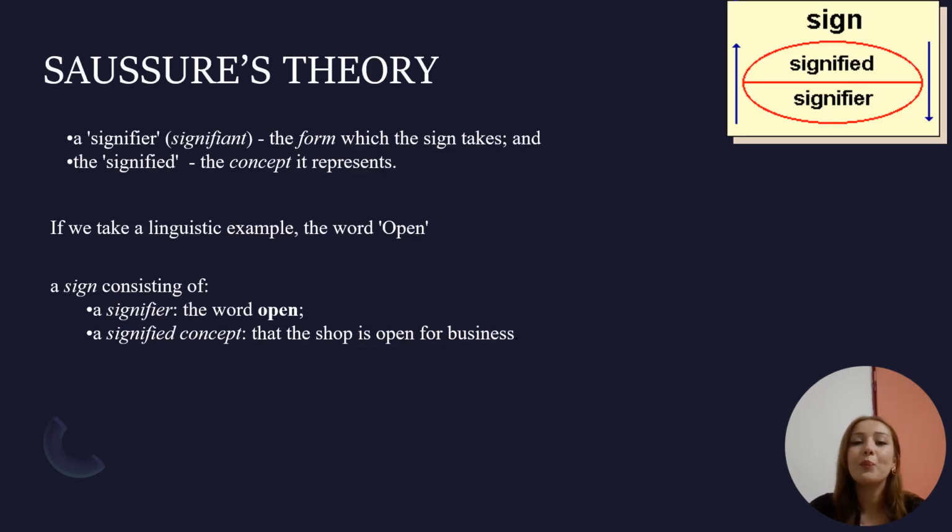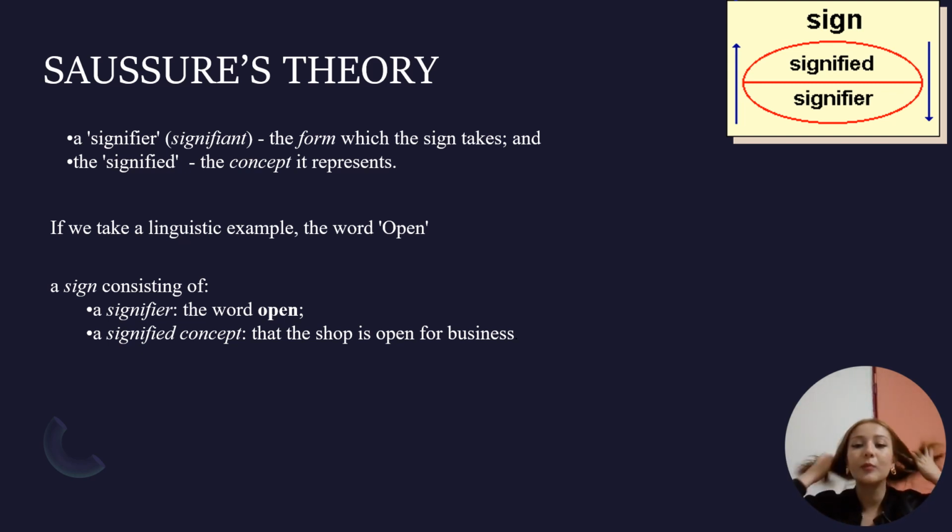Saussure's theory. He's basically advocating the fact that everything is made of signs in a language. Language is a system of signs, and we have three main components: sign, signifier, and signified. Signifier is the physical form, and signified is the mental concept that consists of our brains and our imagination. So, a signifier is the form which the sign takes, and signified is the concept it represents in our minds. If we take a linguistic example, the word open: a sign consisting of a signifier, the word open, and a signified concept that the shop is open for business.